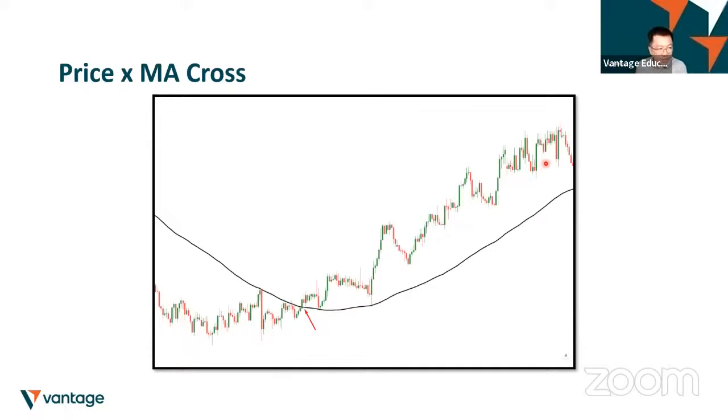So as price crosses above the moving average, that again provides a signal that price has completed its downward move, or is completing its downward move, to push towards the upside. So that gives you the indication that it looks like the trend is changing to push towards the upside.